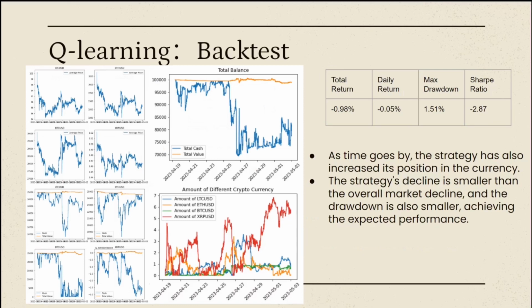The total return of the strategy is 0.98%. The daily return of the strategy is minus 0.05%. The max drawdown is 1.51%, and the Sharpe ratio is minus 2.87.